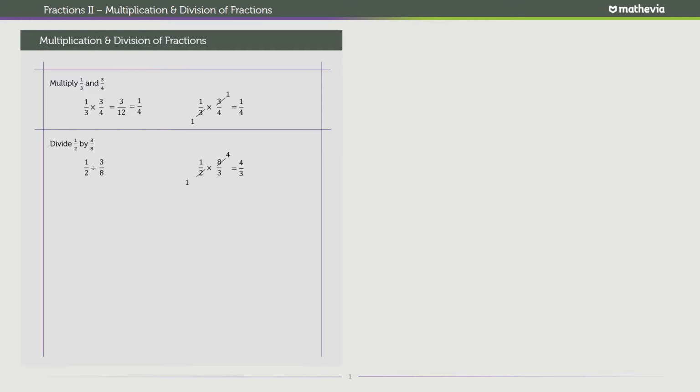All right, 4 over 3 is an improper fraction. We can go ahead and convert it to a mixed fraction, and we have one whole number, 1 over 3. Very simple. So that's it. That's all there is to it.